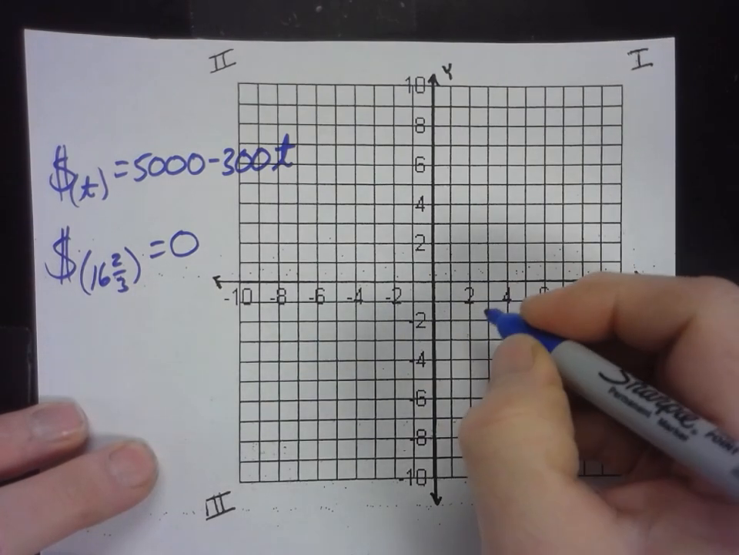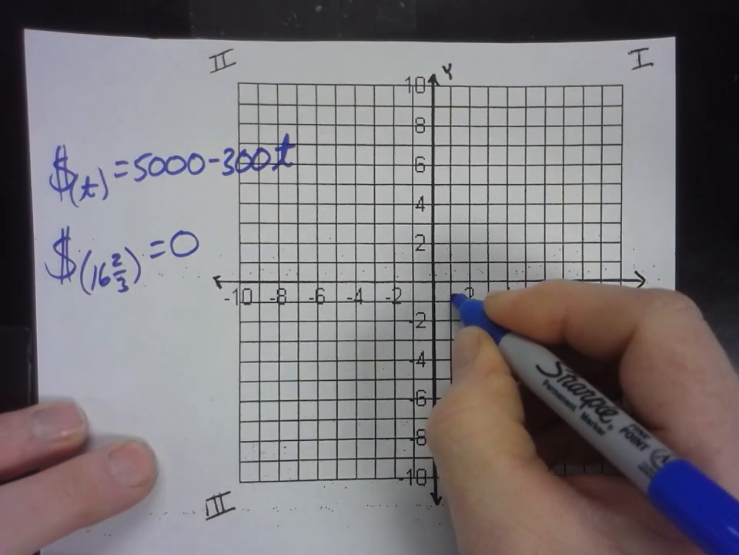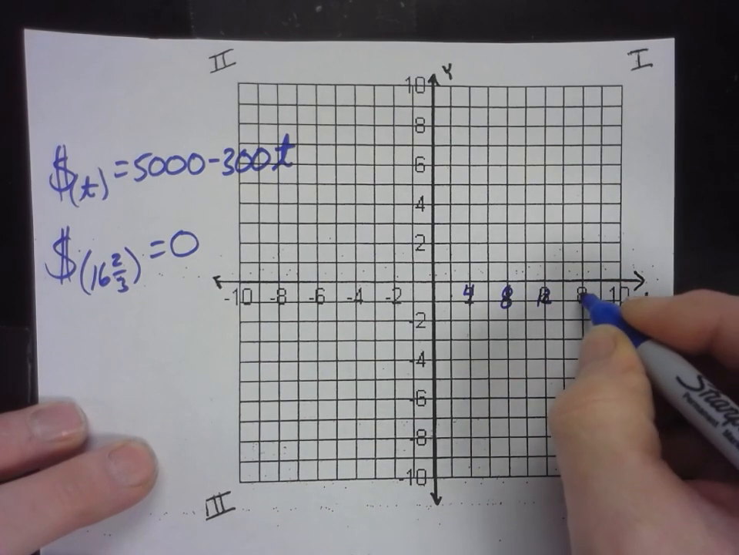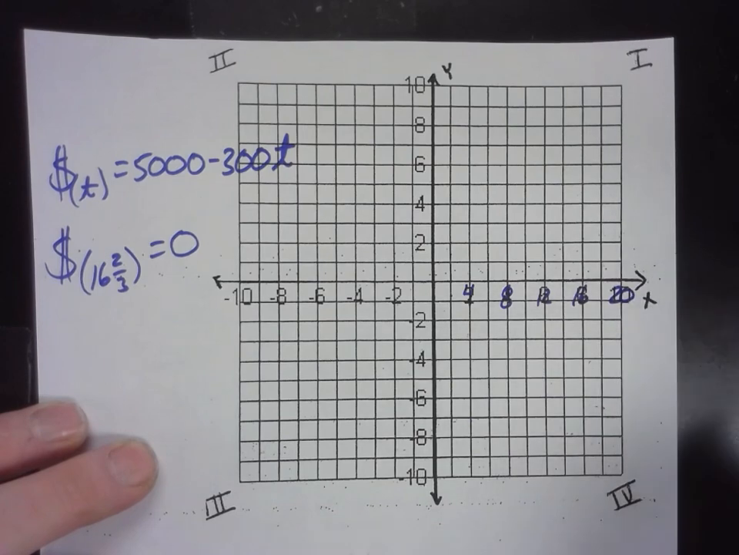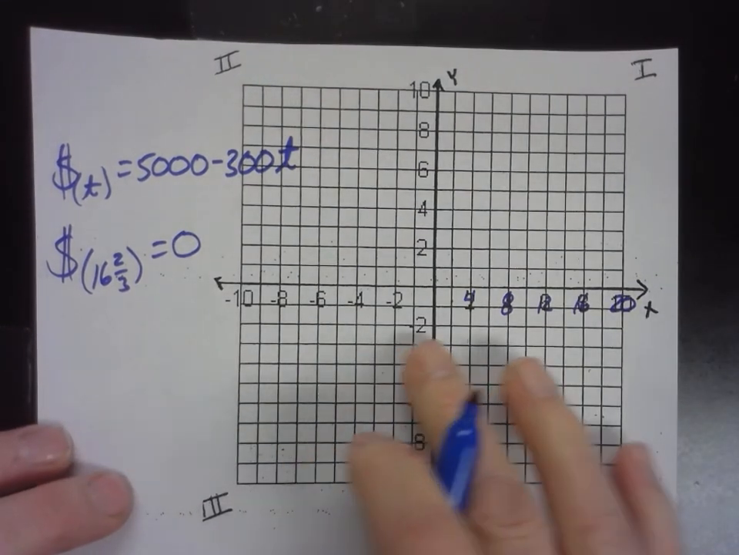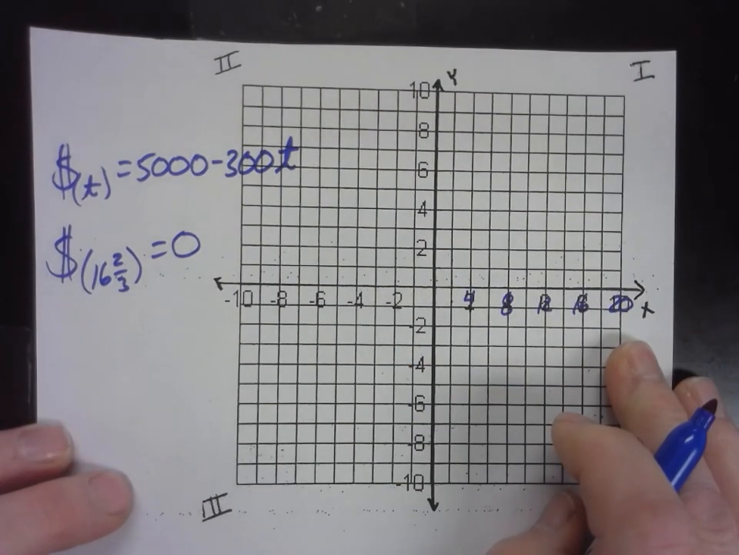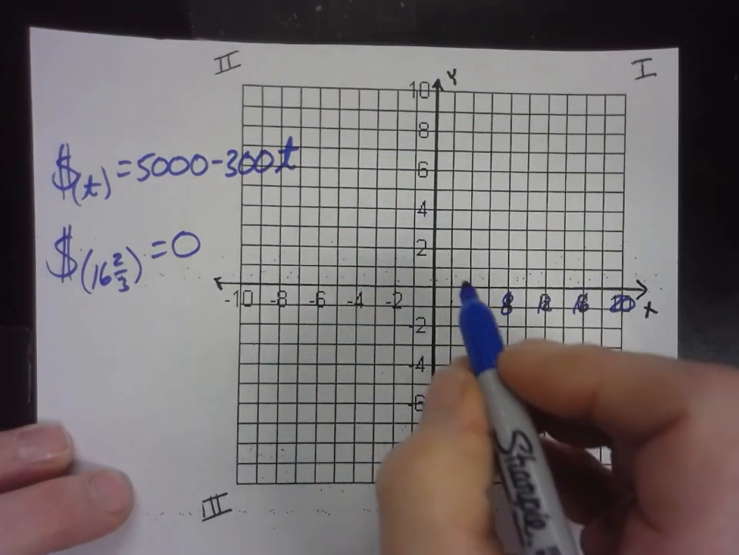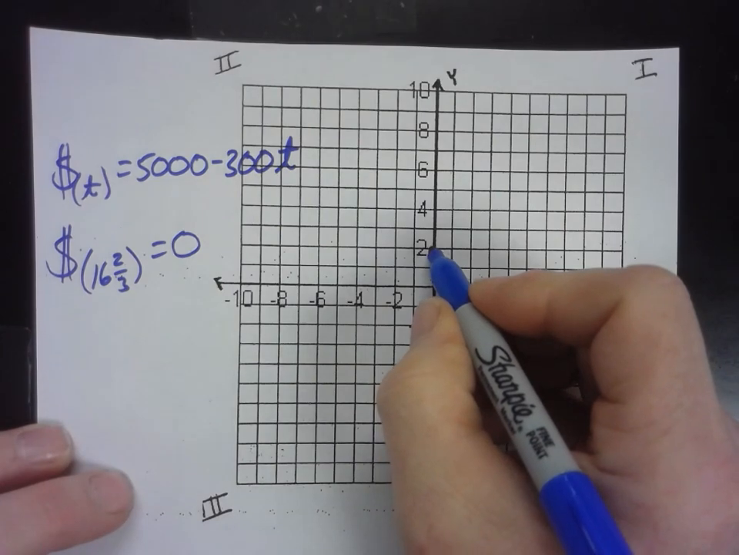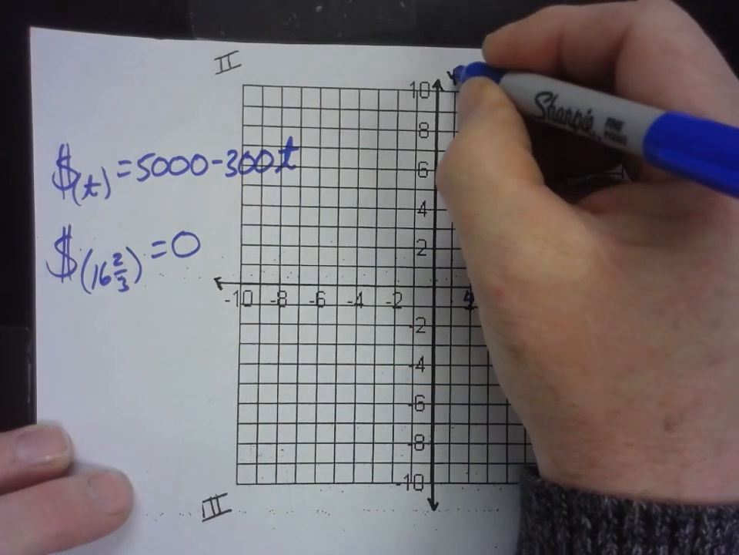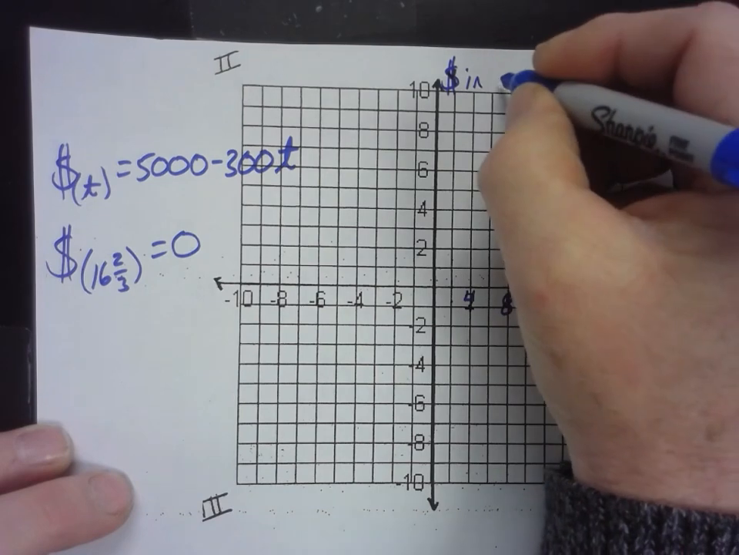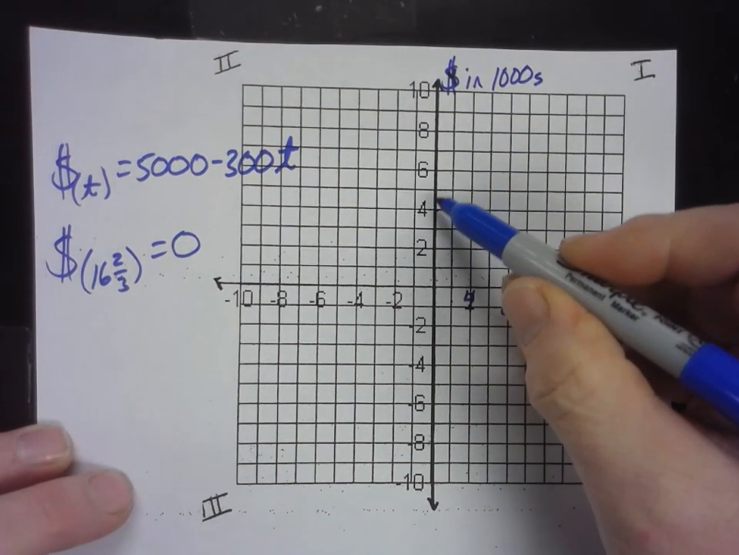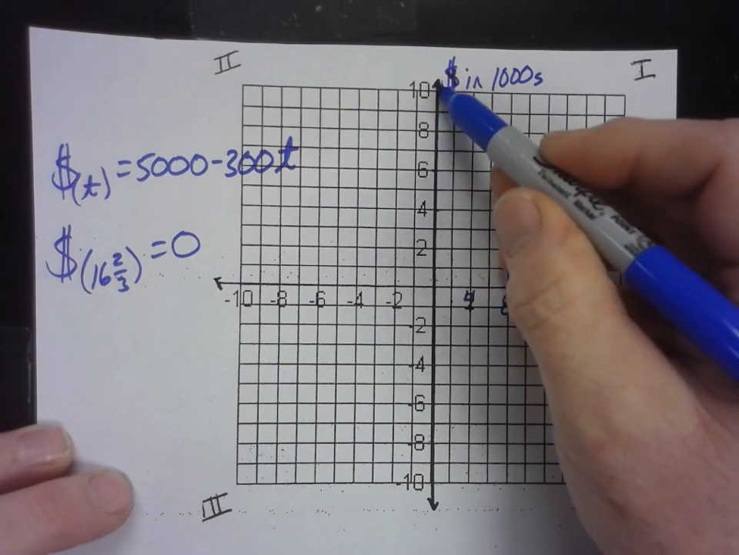So I think what I'm going to do is I'm just going to go 2, 4, 6, 8, 10, 12, 14, 16, 18, 20. So I'm just going to change things to be 2's. And then going up the axis, we'll just change these to thousands. So I'm just going to say this is money in thousands. So this is 2,000, 4,000, 6,000, 8,000, 10,000.